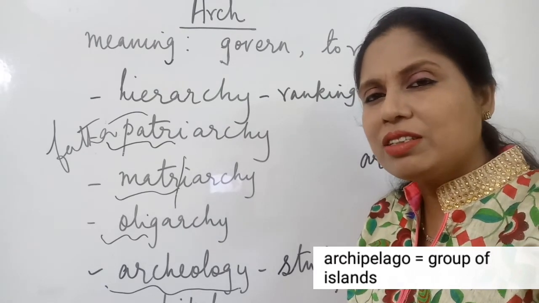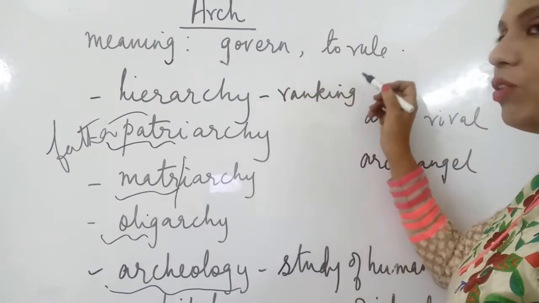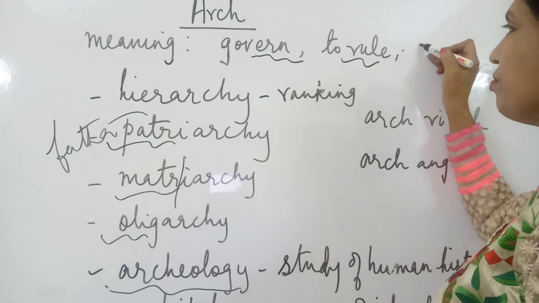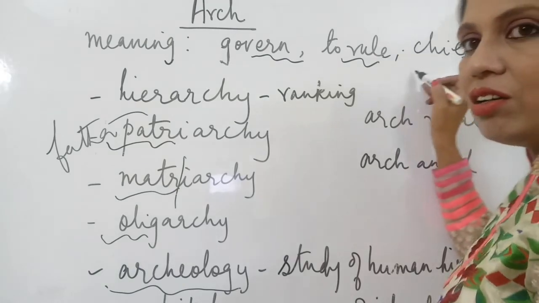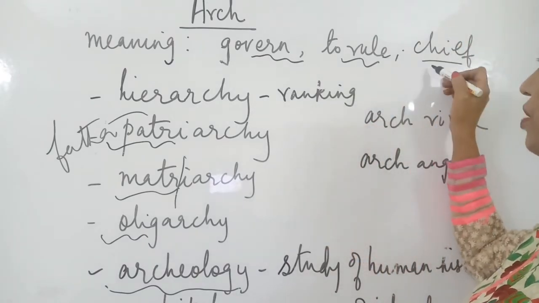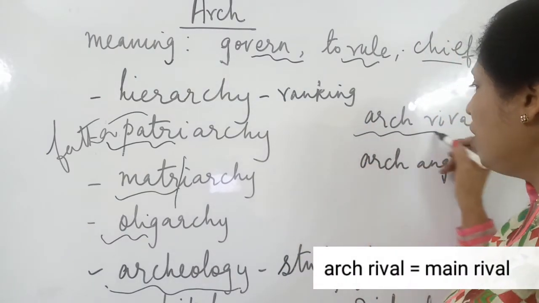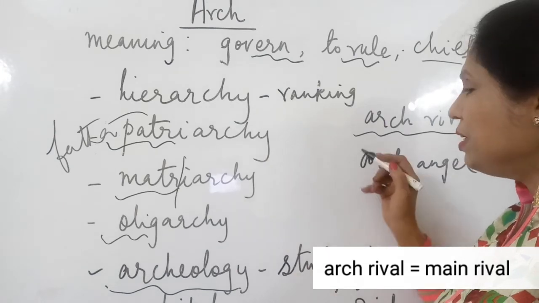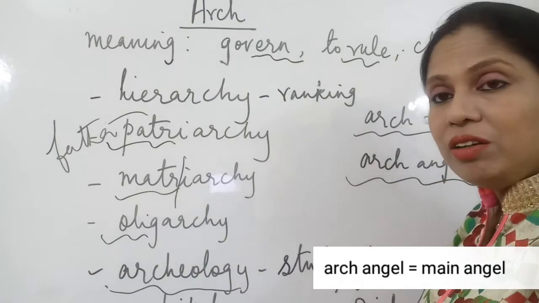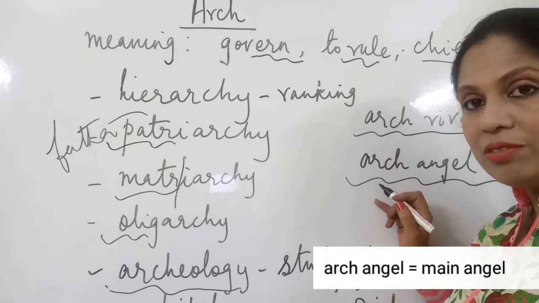I have some slightly different usages of the word. Arch here doesn't directly mean to rule or govern. Now, when I talk about govern or to rule, I also mean chief, because chief is the one who has the power to rule. So chief can also be derived to mean main. So I have certain words like arch rival. It means my chief or my main rival. Archangel, the one who is the chief angel, like Satan was an archangel.